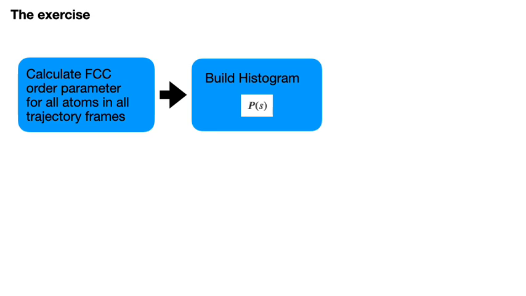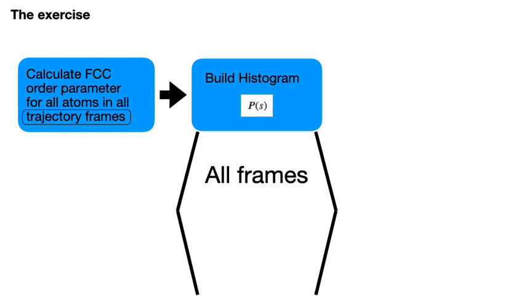Notice that you can converge this histogram pretty quickly because, much like we saw when we were calculating the radial distribution function, you can average over all the frames and all the atoms in all the frames when computing the histogram. This works because the atoms are all indistinguishable, and you would expect the distribution of FCC order parameter values to be the same for each atom in the system.